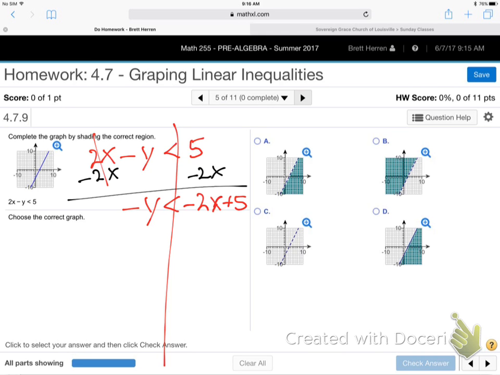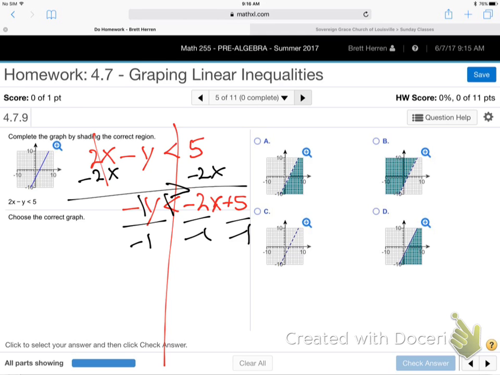Everybody good to there? Now we have to finish getting y alone, right? We've got to get rid of that minus sign. How do we get rid of that minus sign? Yeah, you divide through by that -1, and then that flips the symbol, right? Everybody good with that? So flip that symbol the other way.